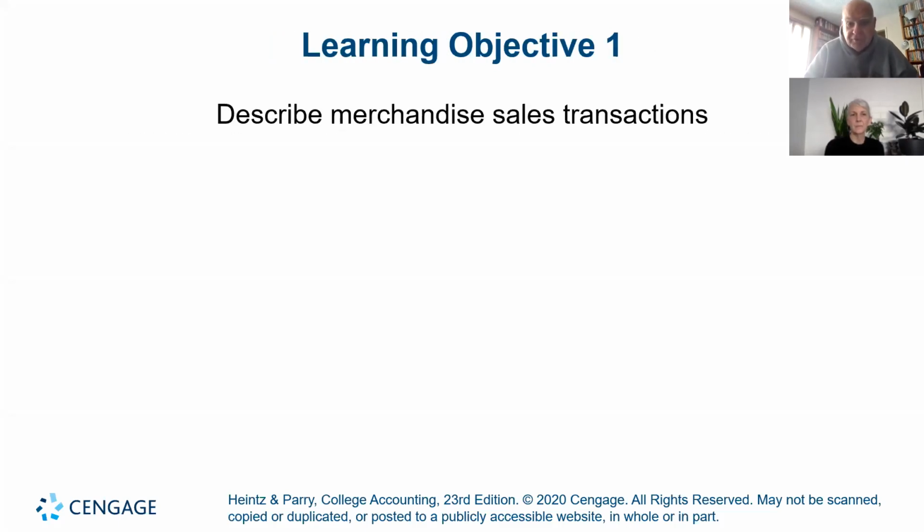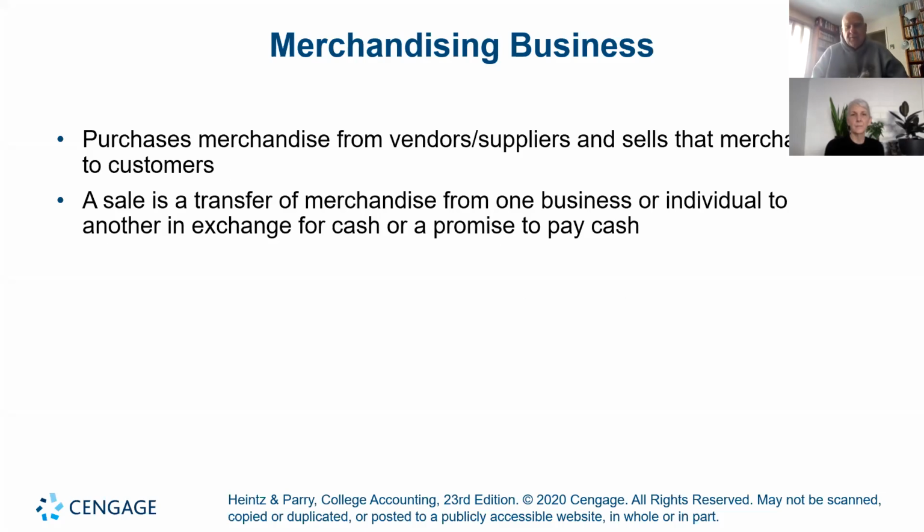Learning objective: merchandise sales transactions. What we're talking about in here is we're a store, basically. We're Nordstrom's, we're Macy's. We purchase merchandise from somebody and hopefully sell it to somebody else for more than we paid for it.